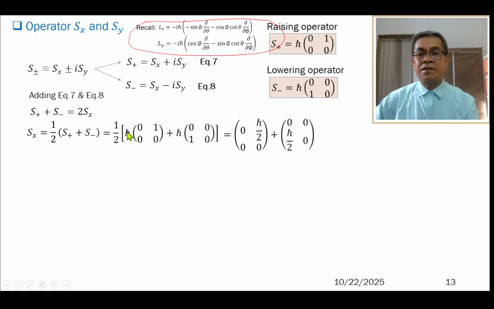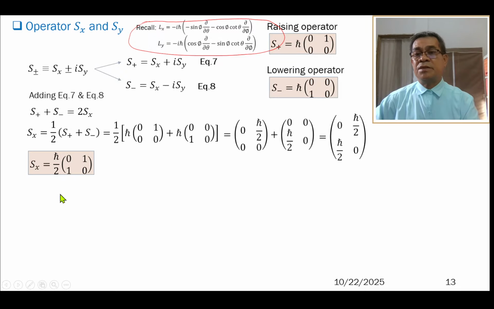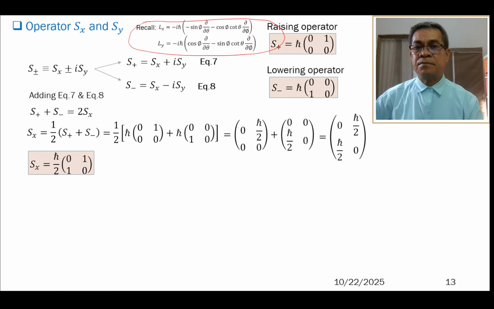By the way, this time, multiply this 0 times this one, then that one, 0, ħ. So we have this result: ħ over 2. And this one is also ħ over 2. Then add the two, and we have that. So 0 plus 0, ħ over 2 plus 0, so of course ħ. 0 plus ħ, so we have this one, ħ over 2, 0, 0. Then take out the common factor, and we have this. So this is your x component of the spin operator.